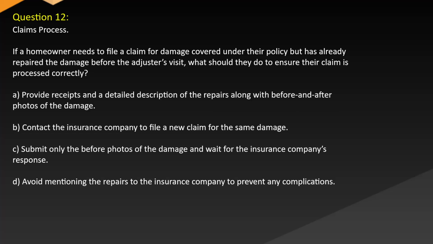Question 12. Claims process. If a homeowner needs to file a claim for damage covered under their policy but has already repaired the damage before the adjuster's visit, what should they do to ensure their claim is processed correctly? A. Provide receipts and a detailed description of the repairs along with before and after photos of the damage. B. Contact the insurance company to file a new claim for the same damage. C. Submit only the before photos of the damage and wait for the insurance company's response. D. Avoid mentioning the repairs to the insurance company to prevent any complications.